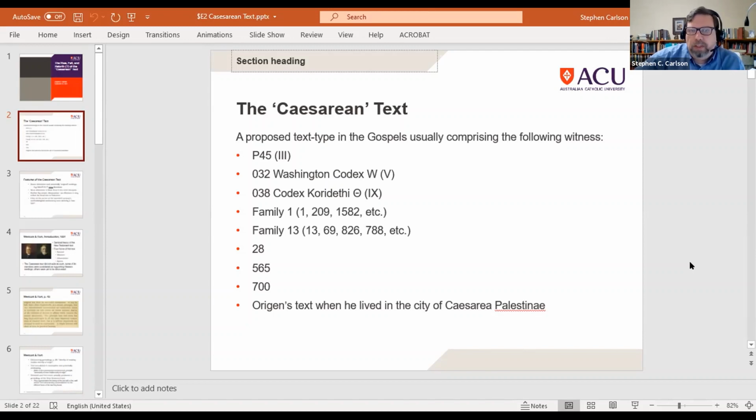We also have 032, the Washington Codex. I'm so old, I still refer to everything by the old sigla, so I'm sorry for saying W and theta rather than 032 and 038. W is a manuscript of the four Gospels. It is different. Its text changes from book to book. So in some books, it's closer to some manuscripts, and it differs like that. But in Mark, from chapter 6 on, it has this interesting text that's been identified as the Caesarean. We also have Codex Koridethi, Theta, that's in Georgia, the country, not the state.